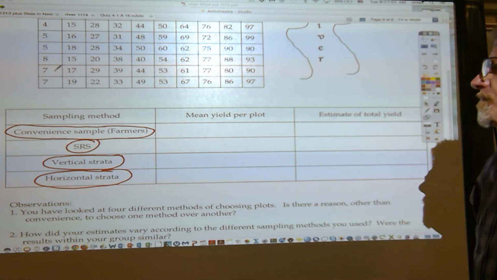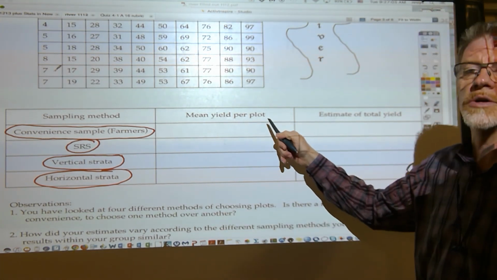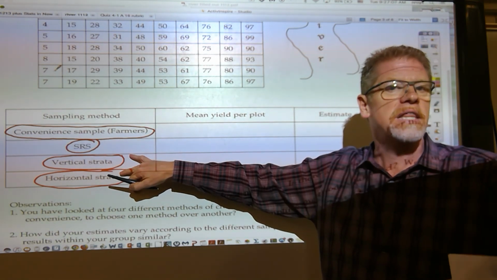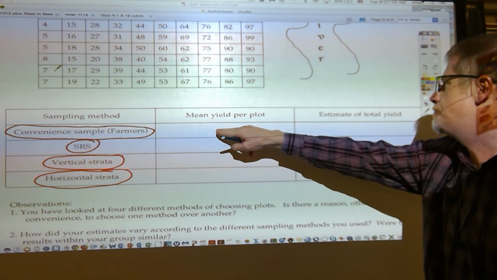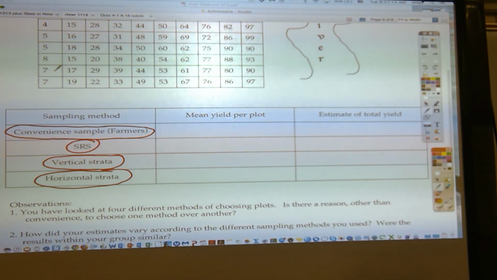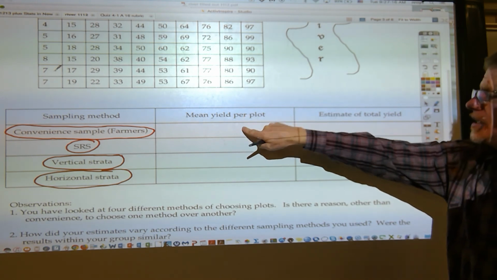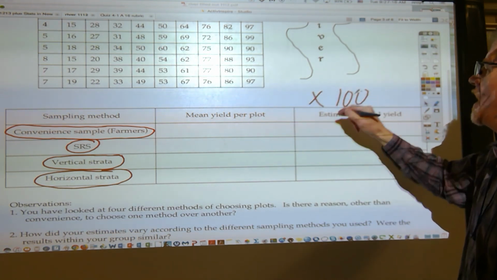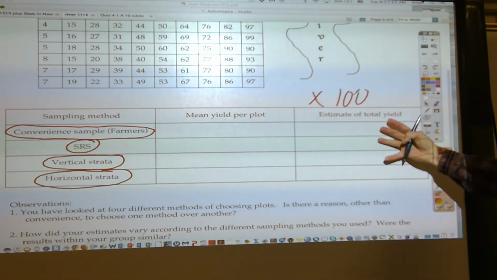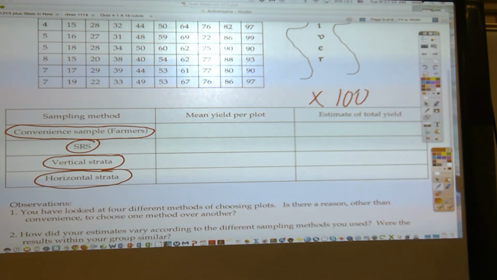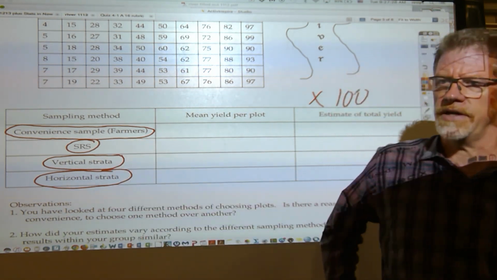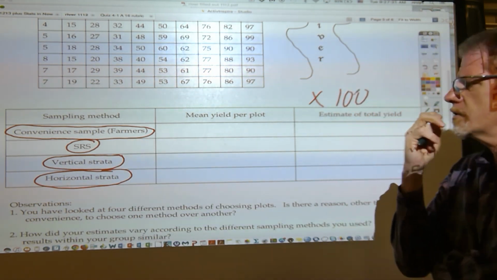And what you're going to do is find the mean yield per plot. Or in other words, add up the 10 numbers that correspond to your 10 X's, and then divide that total by 10, and put your answer here. Now, then what you're going to do is multiply this number by 100 to fill in the next column, because there's 100 plots. So go ahead and divide and conquer in your groups. One does the SRS, one does vertical, one does horizontal.